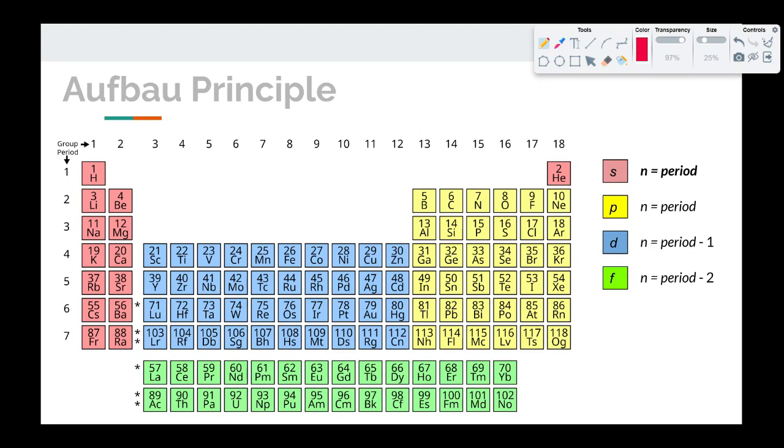And they recognized that they had a group of 2. That's like an S subshell, 2 electrons. They had a group of 6. That's like a P subshell, 3 orbitals, 6 electrons. Here's a grouping of 10.